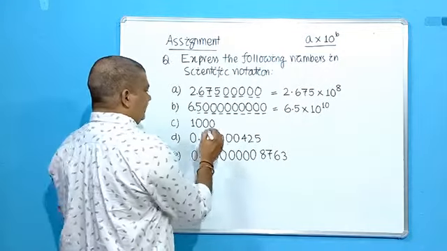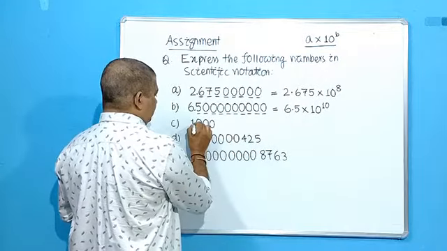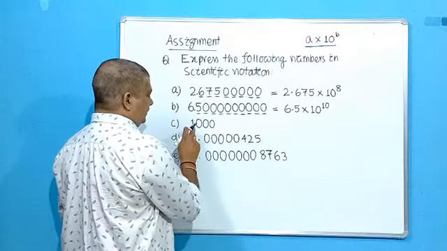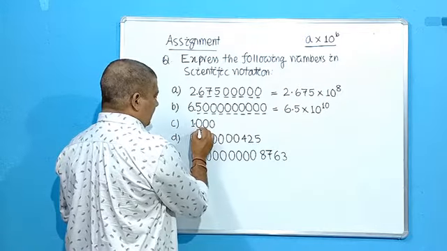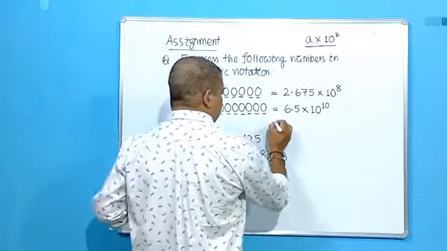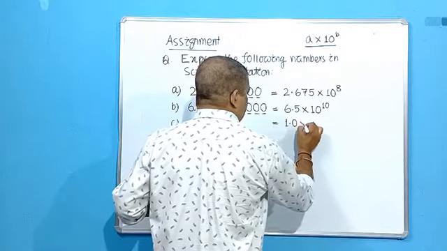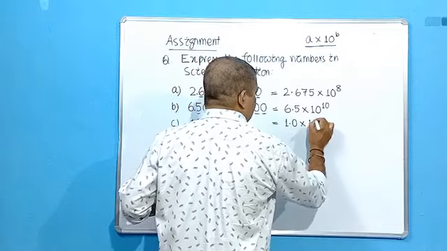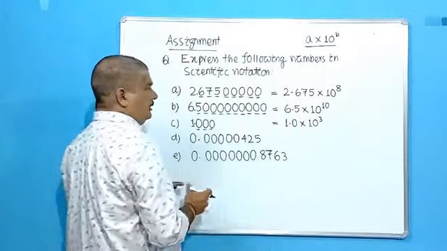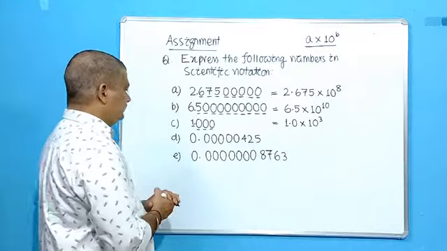Then similarly here we have to place the decimal here. How many places are we moving? 1, 2, 3. So it will be 1.0 into 10 to the power 3.